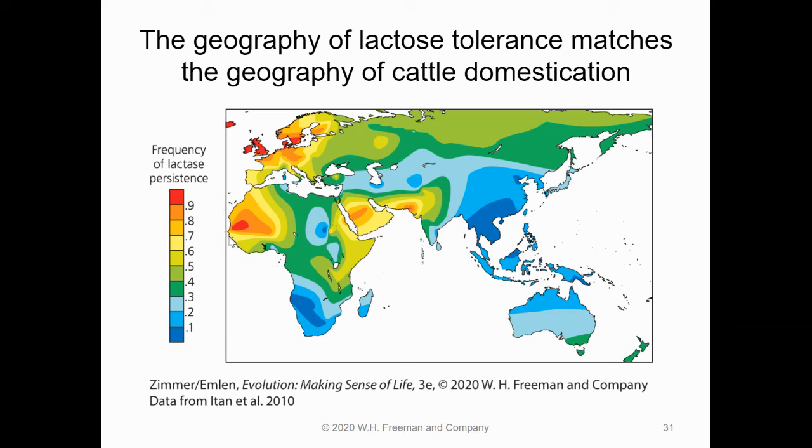So what they've done is look at this region in Africa. We can see that this is the hot spot of the dairy area, and as we move out, the persistence gets smaller. We also see a hot spot here, and a hot spot of lactase persistence over here. These happen to match areas of the world that also have dairy farming.